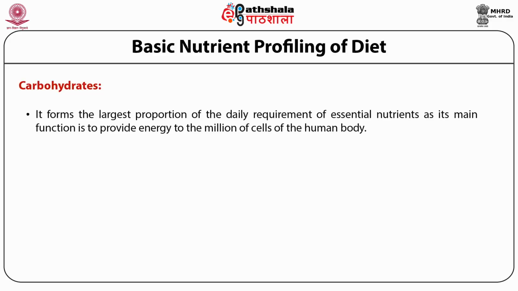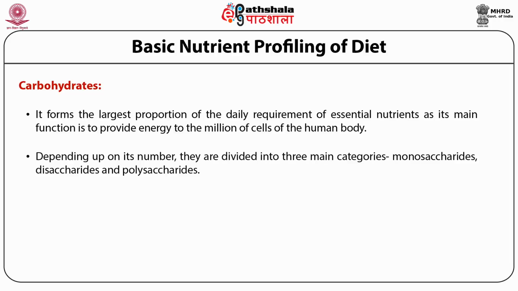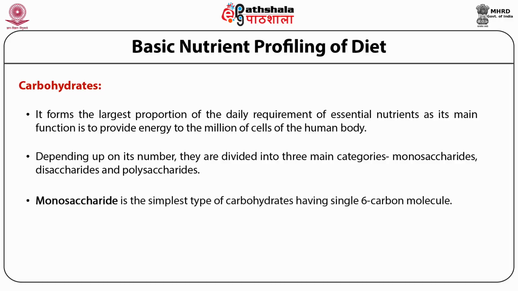It forms the largest proportion of the daily requirement of essential nutrients as its main function is to provide energy to the millions of cells of the human body. Carbohydrates consist of carbon, hydrogen and oxygen atoms and they are composed of a number of chains of 6 carbon sugar molecules. Depending on its number, they are divided into three main categories, that is monosaccharides, disaccharides and polysaccharides.